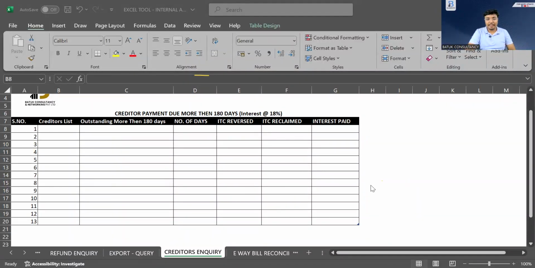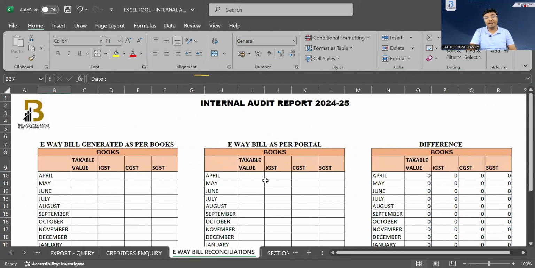E-way bill reconciliation. Although I know it is Sunday, so I will not take too much of your time. Then e-way bill reconciliation, e-way bill portal. As we all know, nowadays the departmental authority is issuing multiple notices on account of the e-way bill, that there are differences between the sales which you have reported in your e-way bill portal and the sales as per your books of accounts, and this is a very big area of concern.